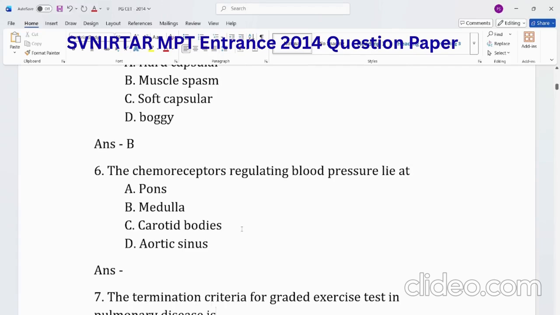The chemoreceptors regulating blood pressure lie at. That means the chemoreceptors regulate blood pressure, and the question is asking where they lie. The options are: option A, pons; option B, medulla; option C, carotid bodies; option D, aortic sinus. The answer will be option C, carotid bodies. Right? Let's see how.